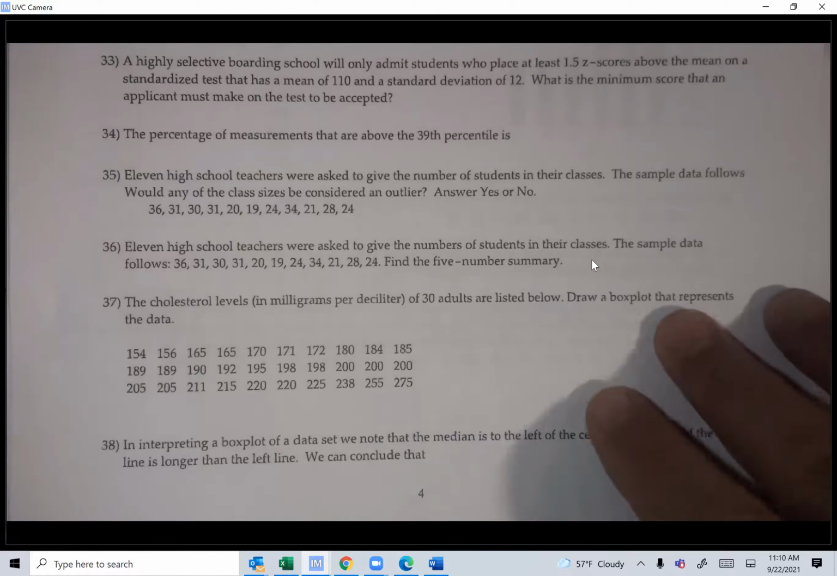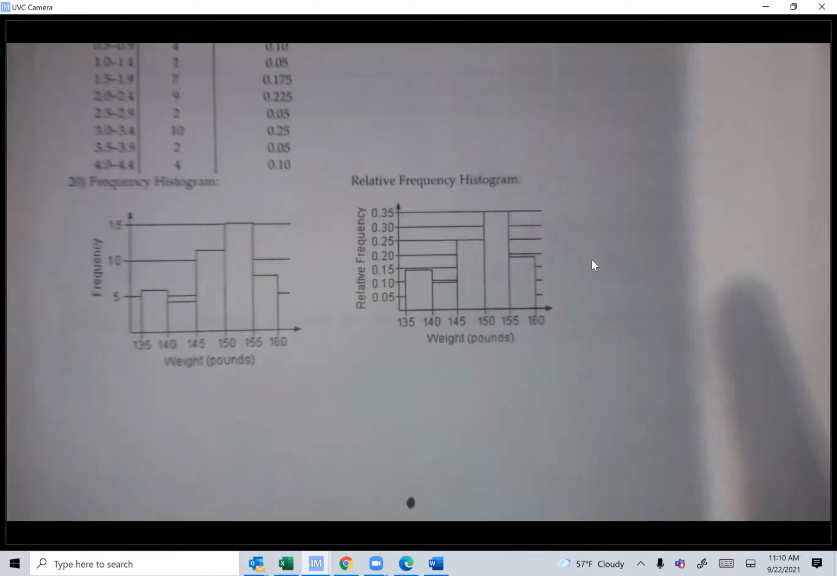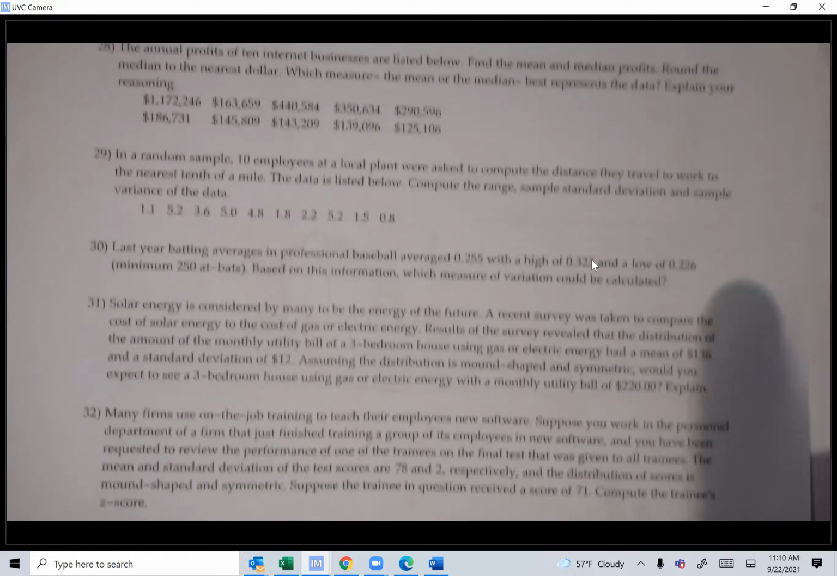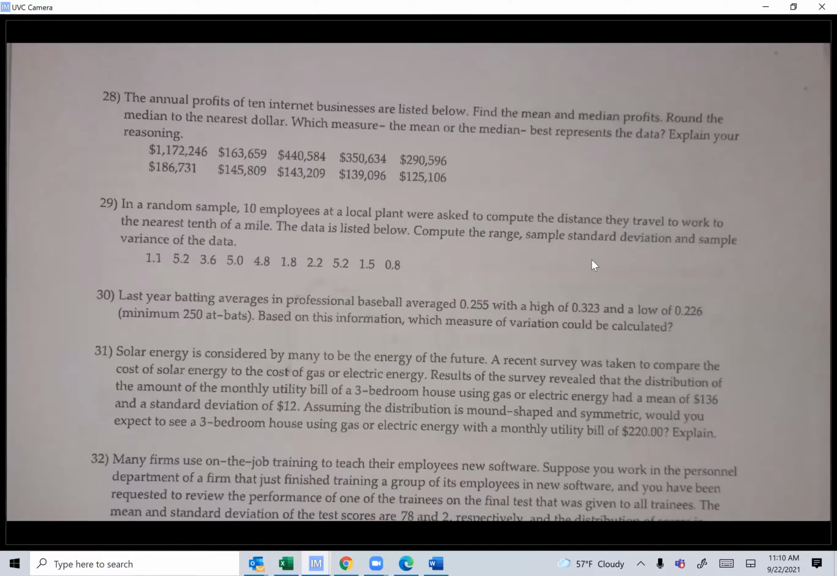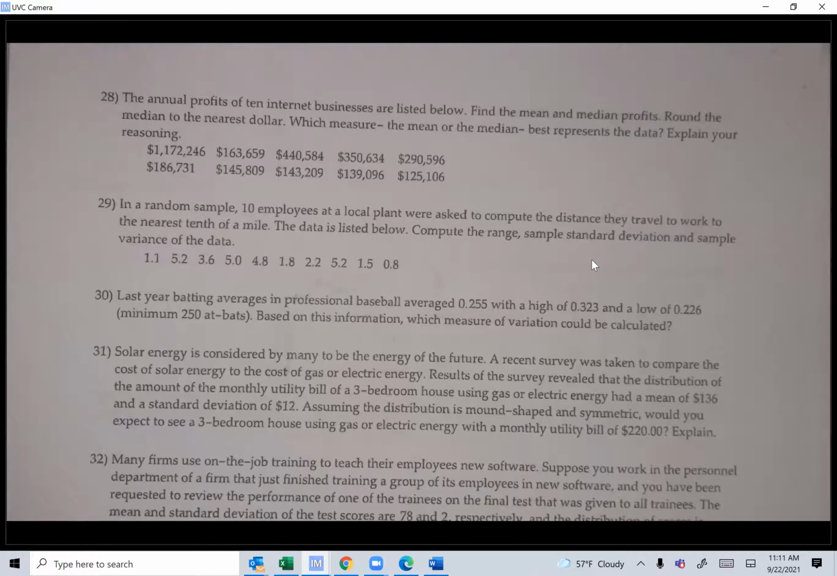Let's see here, second page. Okay, we went over this, and let's go over the last page. This is a very important question, 28, guys. The annual profit of 10 internet businesses are listed below. Find the mean and the median.